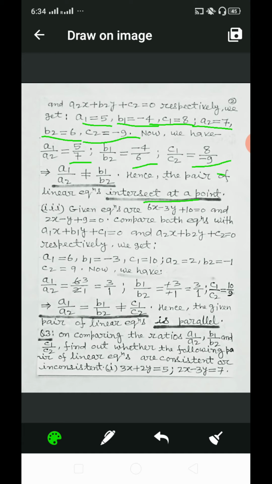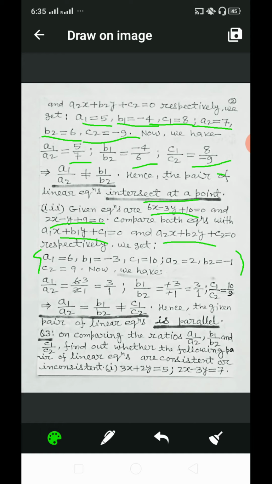Third, the given equations are 6x minus 3y plus 10 equal to 0 and 2x minus y plus 9 equal to 0. Compare both equations with a1x plus b1y plus c1 equal to 0 and a2x plus b2y plus c2 equal to 0 respectively. We get a1 equal to 6, b1 equal to minus 3, c1 equal to 10, a2 equal to 2, b2 equal to minus 1, c2 equal to 9.